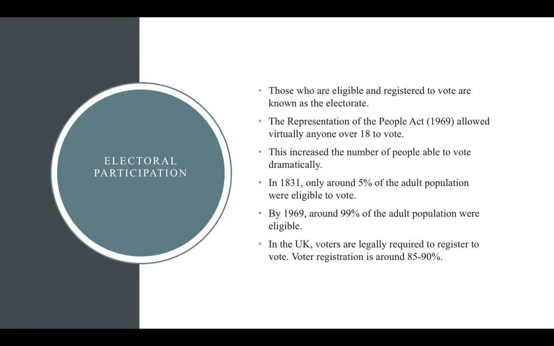In the UK, voters are legally required to register to vote before they do their voting. So you're not legally required to register if you don't want to vote. However, if you want to have a say in politics in the general election, for example, you have to register to vote, and registration is around 85 to 90%.